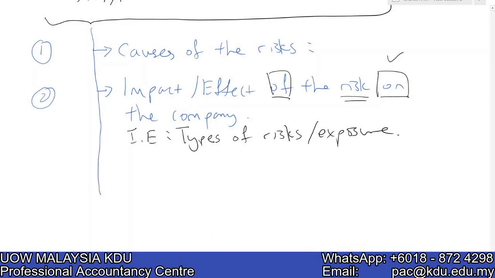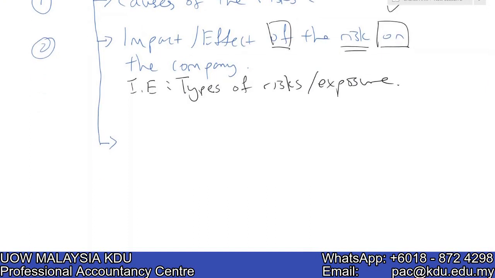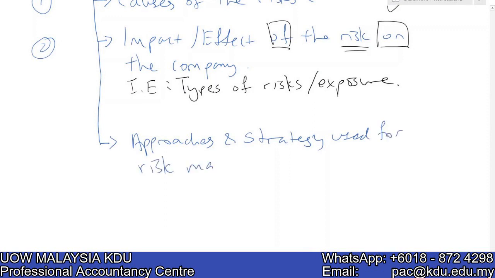And here comes the third area, which is the key of this chapter in the syllabus and the lecture. Now you know how the risks affect the company. Now it is the question of approaches as well as strategy used for risk management. Approaches and strategy used for risk management.